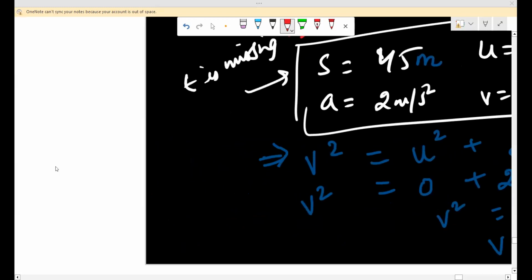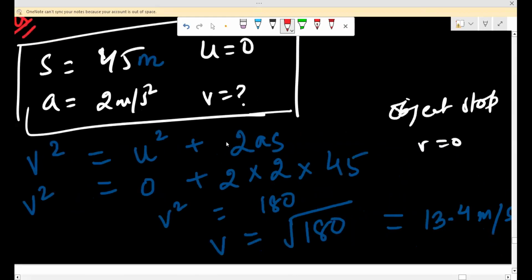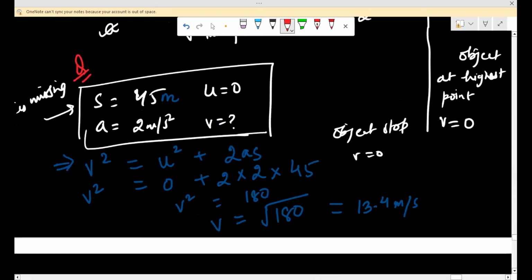Remember in the first class, 180 pairing? Remember this method? Yes, ma'am. I got 13.44 meter per second. Okay, Abdullah? Write it.